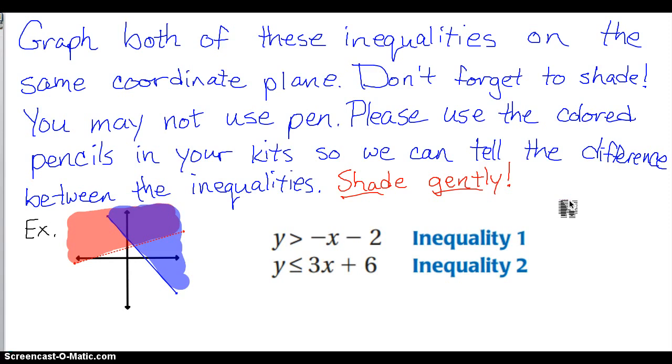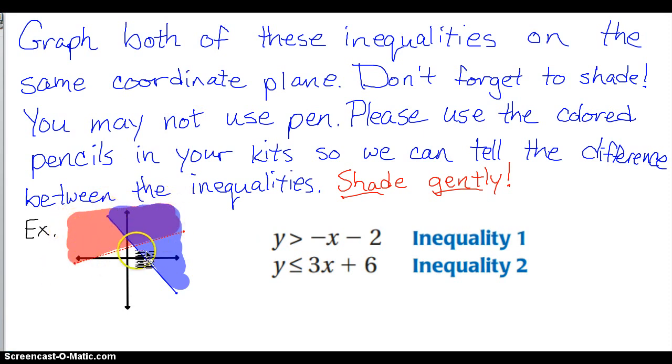I'd rather you use pencil first to draw your lines, but shade in the colored pencils that I put in your kit so that we can tell the difference between the inequalities. If you look down here, there's sometimes some overlap, and I want to be able to tell the difference and which line goes with what shading.